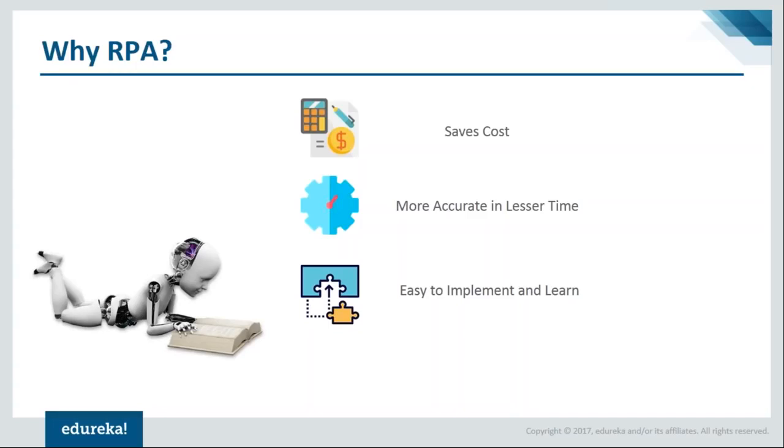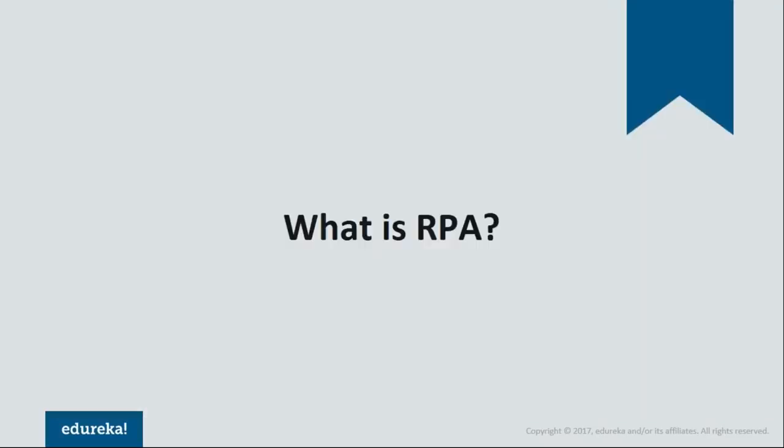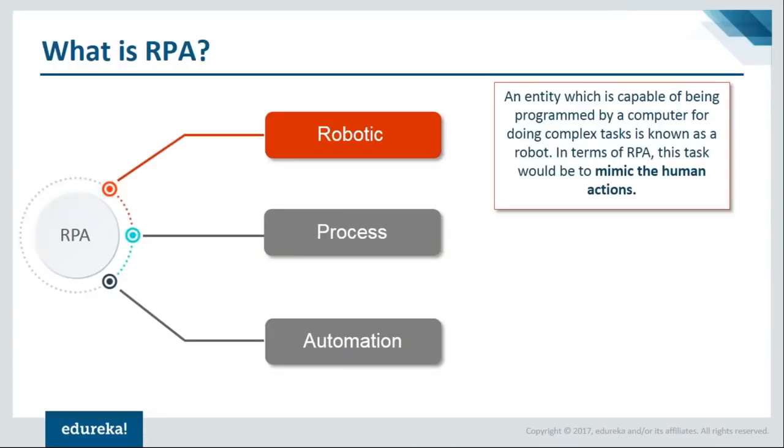So with this, guys, we have understood why we needed RPA. Let's move on to the part where we'll understand what RPA exactly is. All right, so what is RPA? RPA, as you might have guessed, is an acronym for robotic process automation. Let's understand the three terms one by one. What is robotic? Robotic is basically an entity which can be programmed to mimic human actions. So any entity which can mimic human actions on being programmed is called robotic.